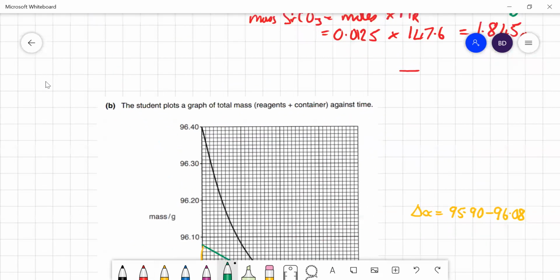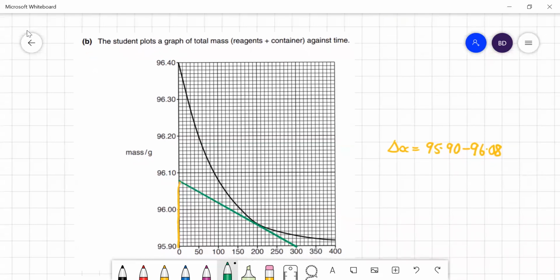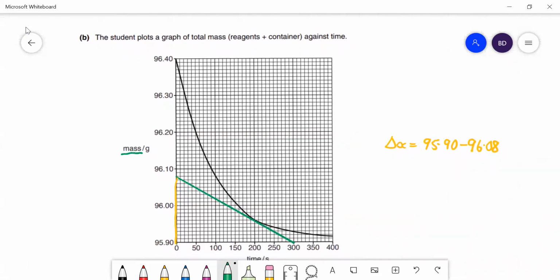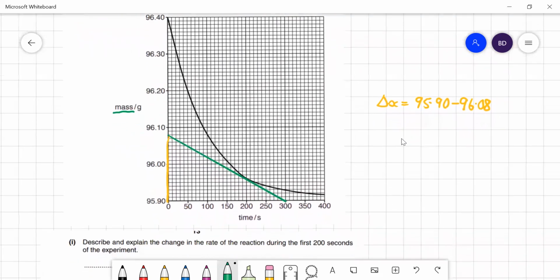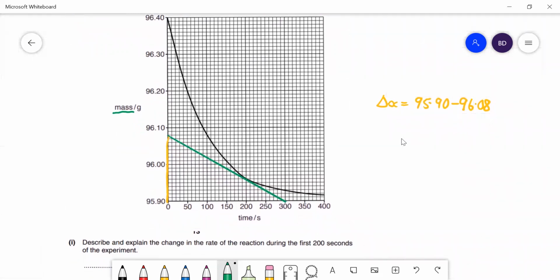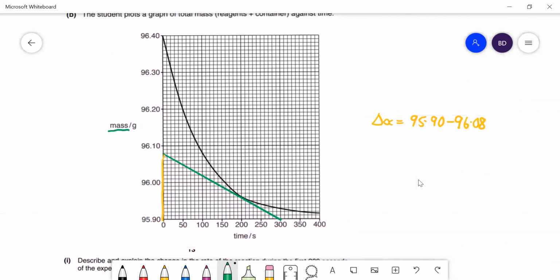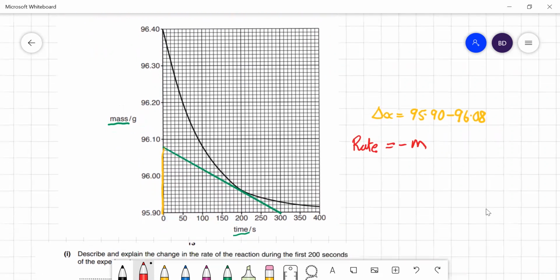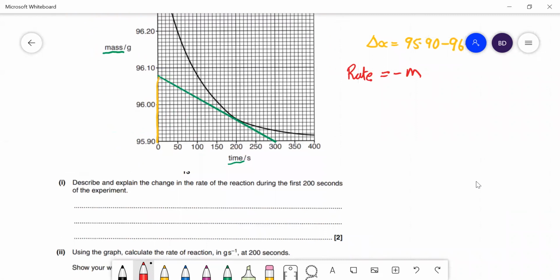Okay, the student plots a graph of total mass against the time. Now describe and explain the changes in the rate of reaction during the first 200 seconds of the experiment. Okay, now we've got mass against time, so rate is equal to, strictly speaking, the negative gradient there. So rate is equal to the negative gradient, m. So we've got to describe and explain what happens during the first 200 seconds, 2 marks there.